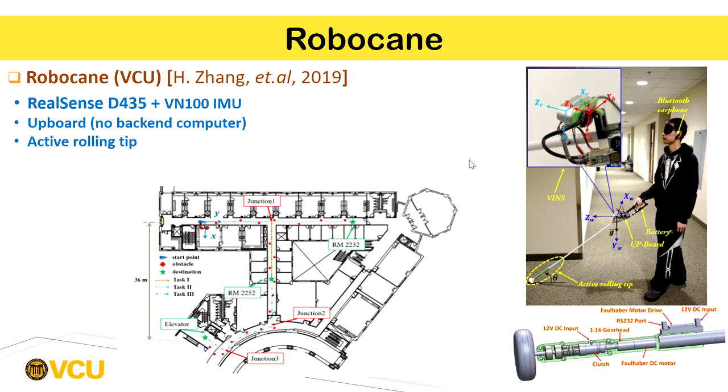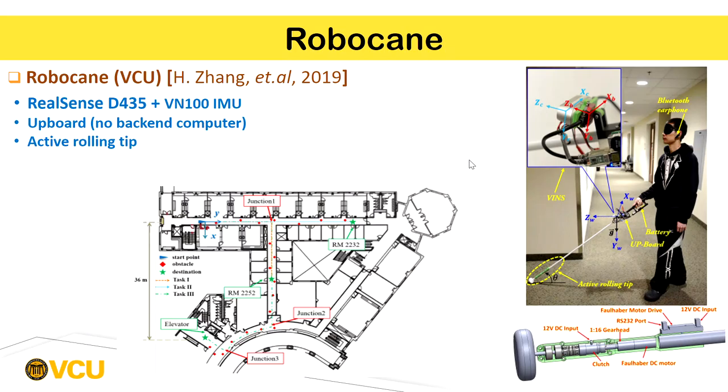And also we designed a device called the active rolling tip. It's shown here. What is that? The motivation is that if I ask you to, for example, turn your head left about 30 degrees, you know how to do that. And turn right about 50 degrees, you know how to do that. But for the blind user, they have no sense of how much is 30 degrees or how much is 50 degrees.